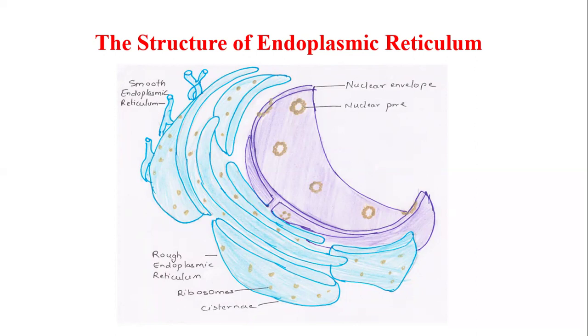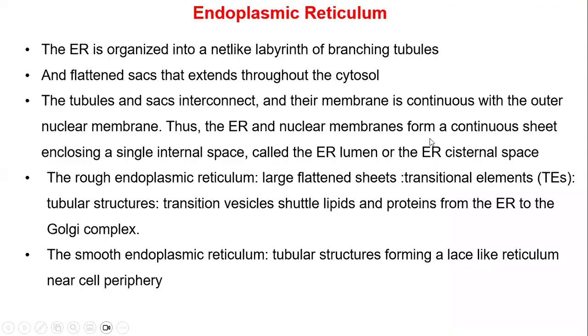The rough endoplasmic reticulum consists of large flattened sheets. These are also known as transitional elements, which are involved in synthesis of transition vesicles that shuttle lipids and proteins from the endoplasmic reticulum to the Golgi complex. The smooth endoplasmic reticulum has tubular structure forming a lace-like network near the cellular periphery. The same points are mentioned in this slide for your reference.